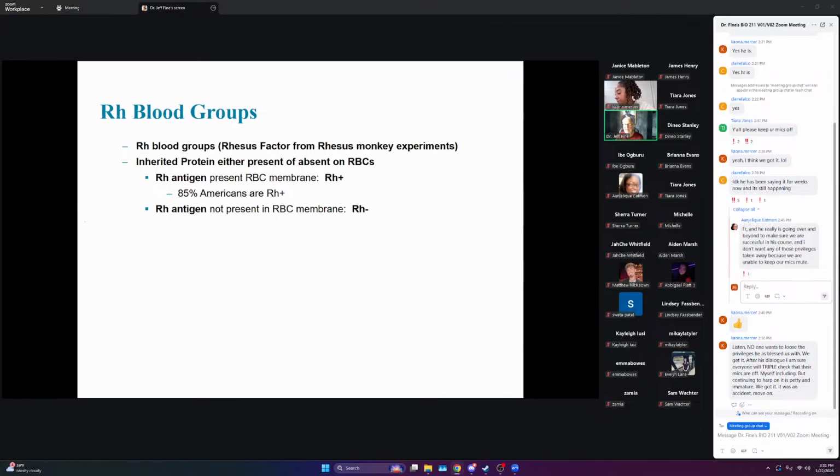So if you're an A with the protein, you're going to be A positive. If you're type A but don't have the Rh protein, you're A negative. That's all the positive and negative is.